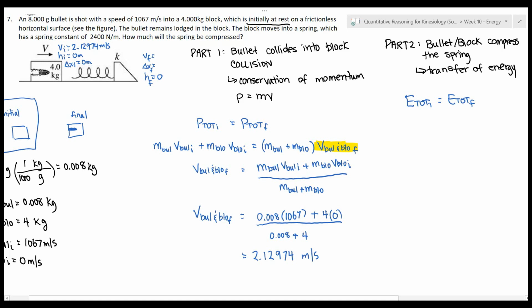So the final velocity, well, we're looking to find out what is the maximum compression of the spring. The spring will be compressed to its max when the bullet block comes to a stop for a moment. So the final velocity is 0. And the delta x final is what we're looking for. How much will the spring be compressed? That's our question mark. So now that we know what all the values are, we can put in the formula.